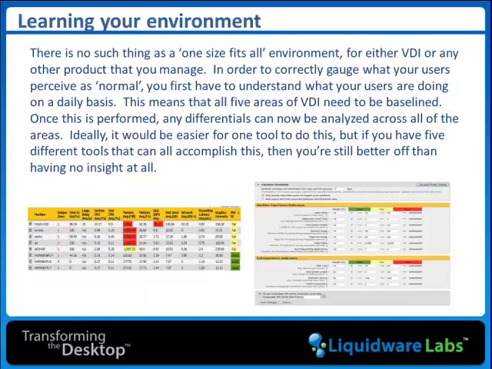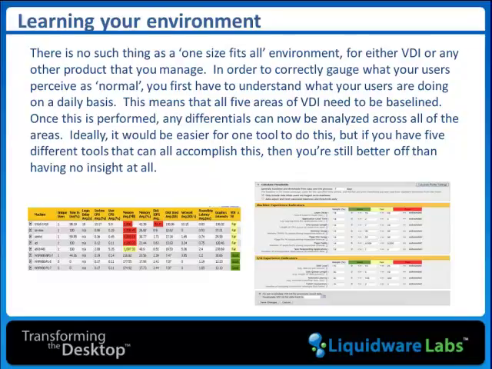This means that all 5 areas of VDI need to be baselined. And once this is performed, any differentials can be analyzed across all the areas. Ideally, it'd be easier for one tool to do this, but if you have 5 different tools that accomplish this, you're still a lot better off than having no insight at all. But the idea behind Stratosphere UX is that you should have that consolidation of different views in your environment. And if you can leverage them all at once, if you can learn them all at once, then you're going to be more powerful as a result.